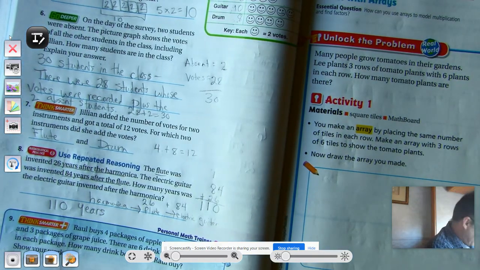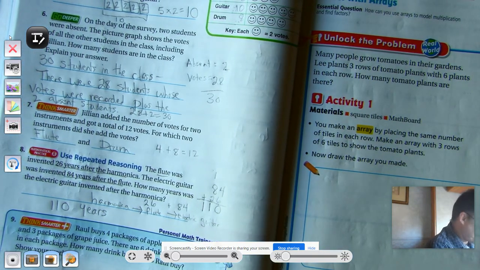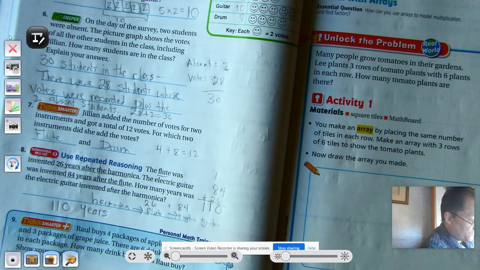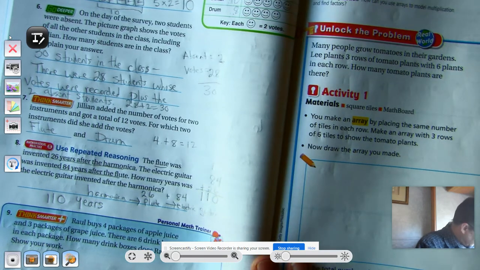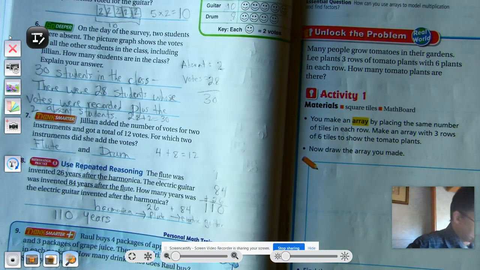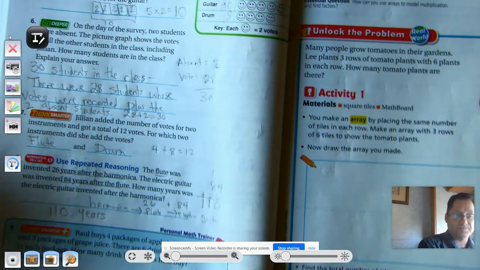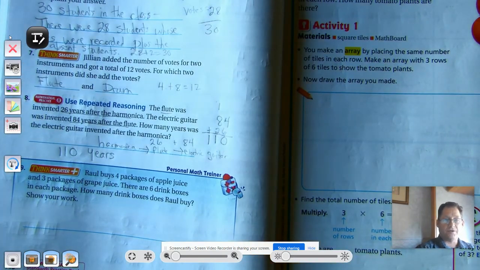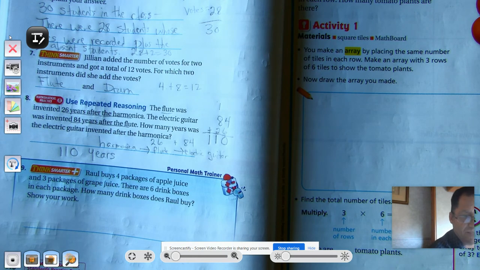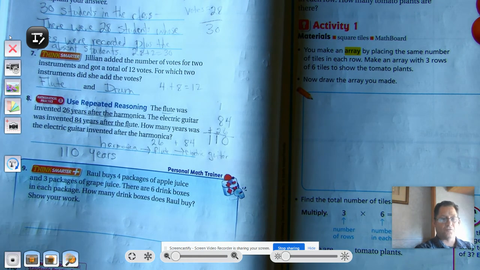Okay, and number 9. Raul packs 4 packs of drinks, of apple juice, and 3 packages of grape juice. There are 6 drink boxes in each package. How many drink boxes does Raul buy?